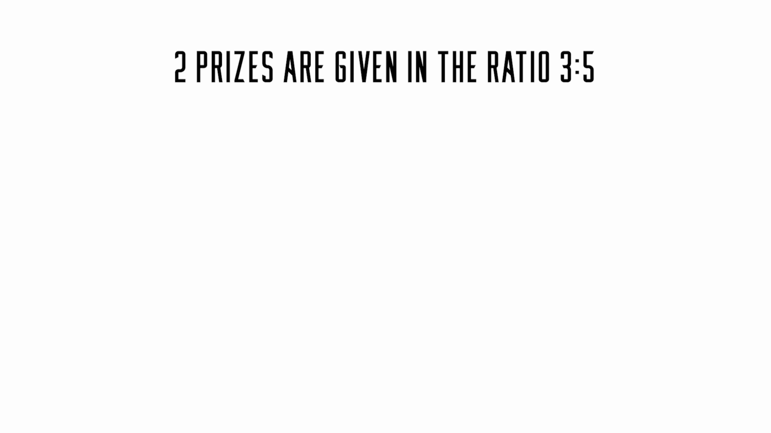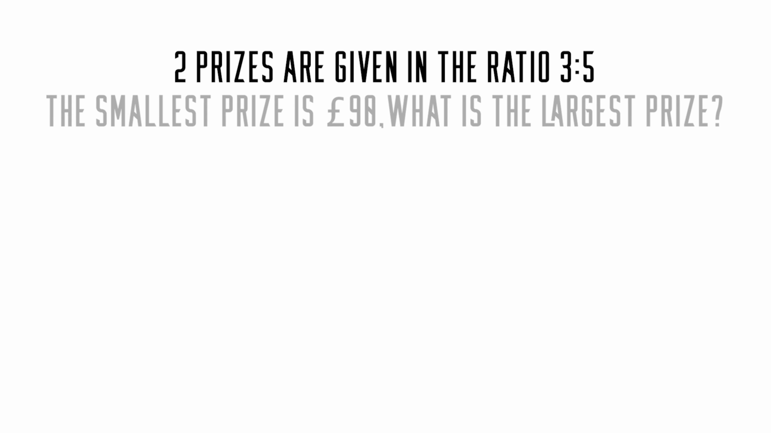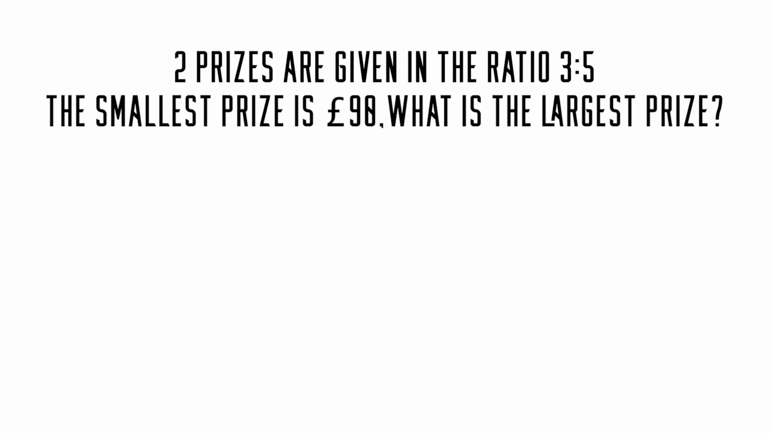If we are given a ratio problem whereby we are given one value and asked to find the other value or values, we can look at the problem in this way. Say for example, we are posed with a problem such as: two prizes are given in the ratio 3:5. The smallest prize is £90. What is the largest prize?